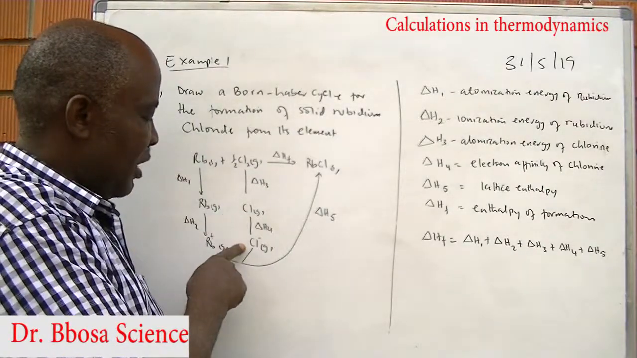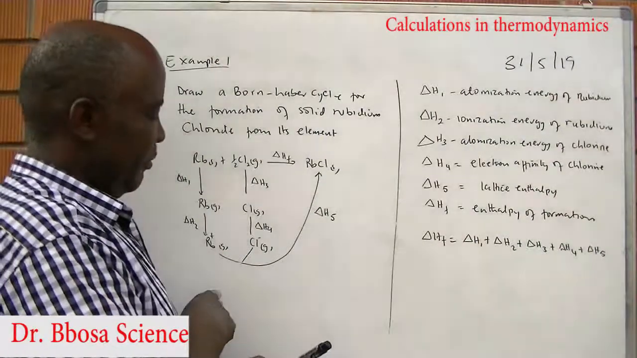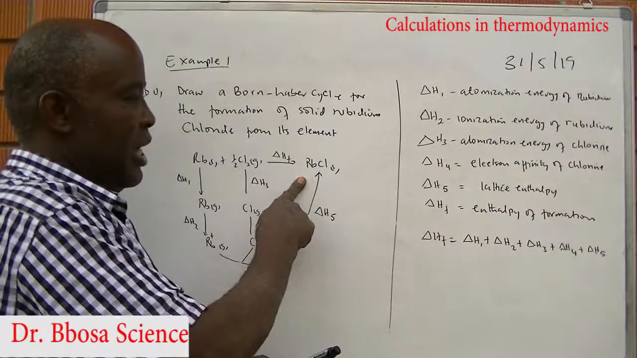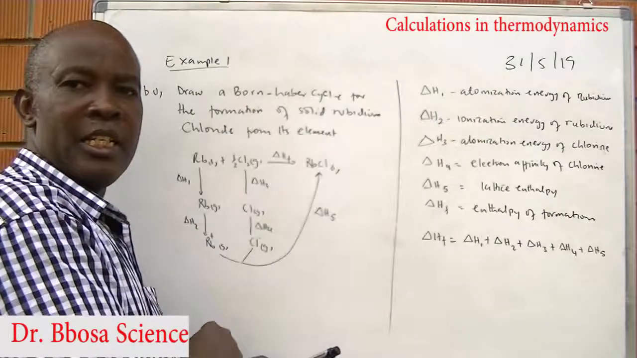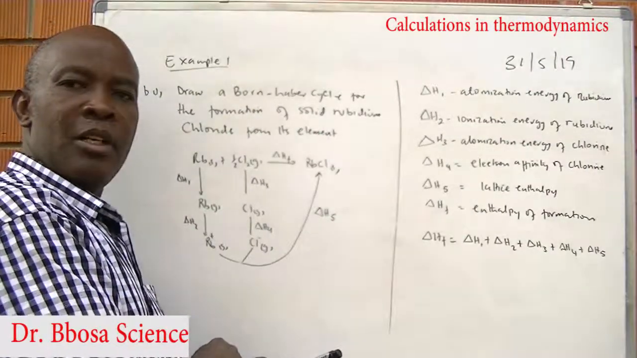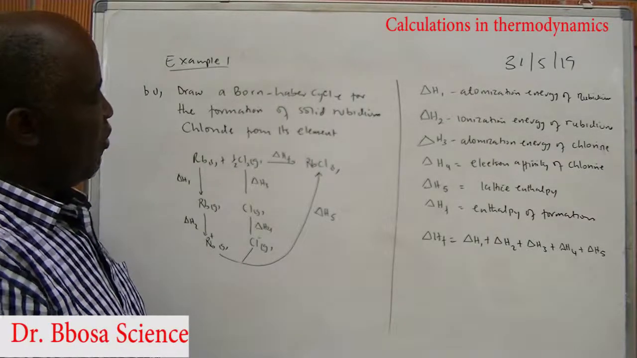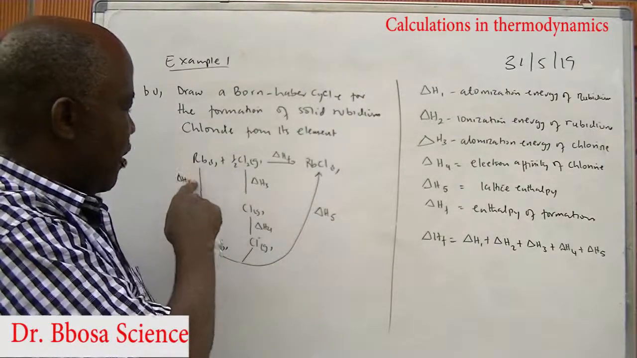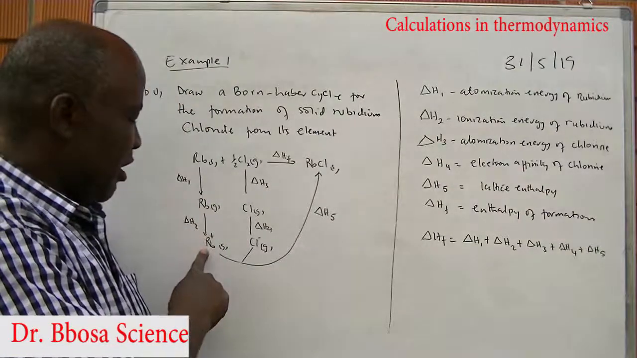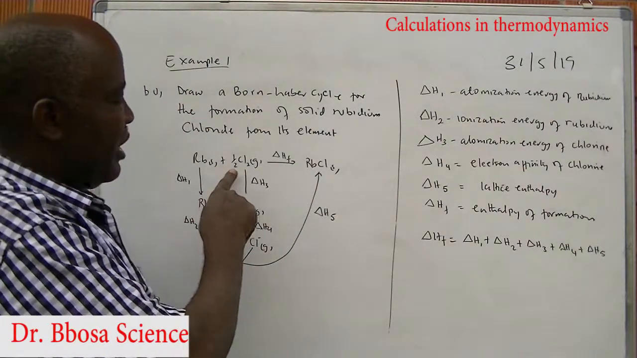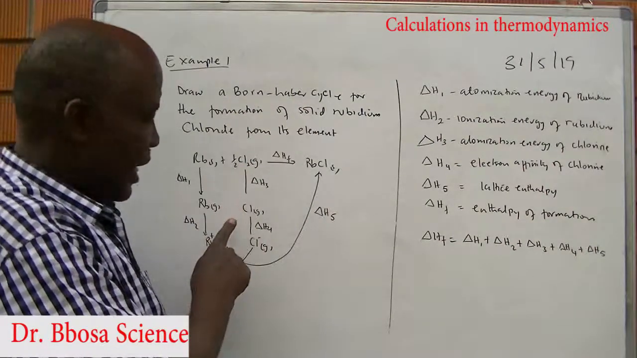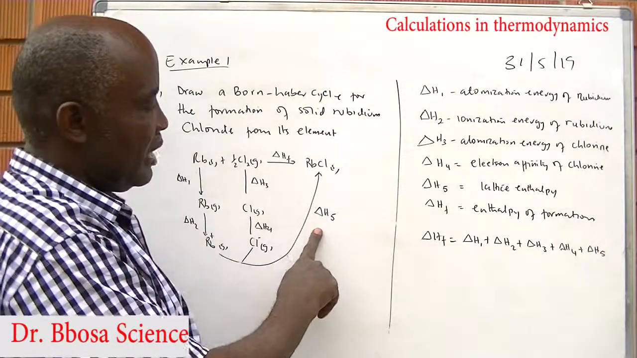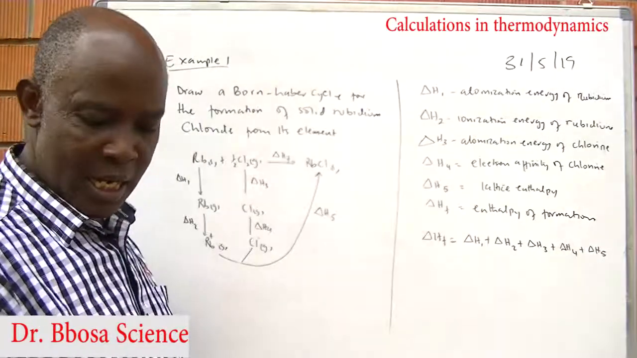Then from chlorine atoms to chloride ion is electron affinity. Then rubidium ions plus chloride ions will give you rubidium chloride solid, and the enthalpy change is lattice energy. From Hess's law, the enthalpy of formation of rubidium chloride is the sum of enthalpy of atomization of rubidium plus ionization of rubidium plus enthalpy change for atomization of chlorine plus enthalpy change for electron affinity of chlorine, then plus lattice energy.